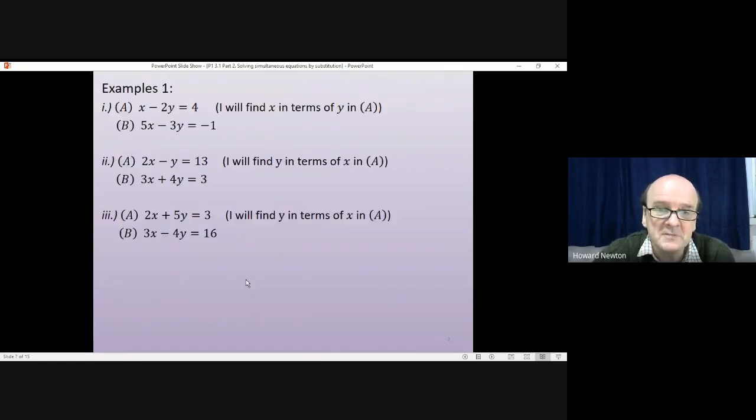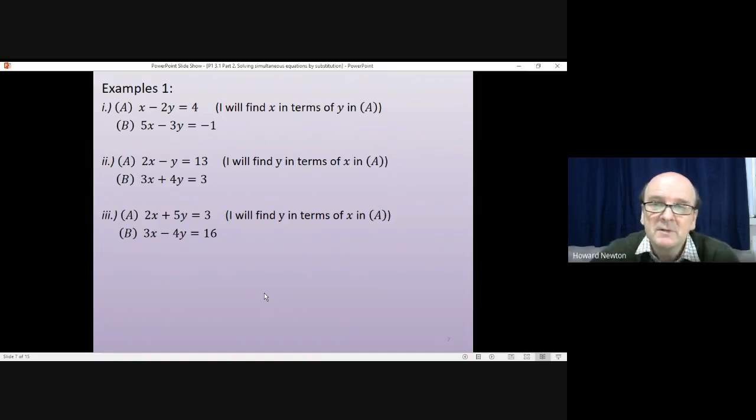Okay, 3 questions for you to have a go at yourself. I've told you how I'll be doing them, so if you want to check your answer against mine, in the first question, I find x in terms of y using equation A. In the second question, I find y in terms of x, again using A. And in the third one, I find y in terms of x, and again, that's from equation A. Have a go yourself, pause the video, and come back when you're ready.